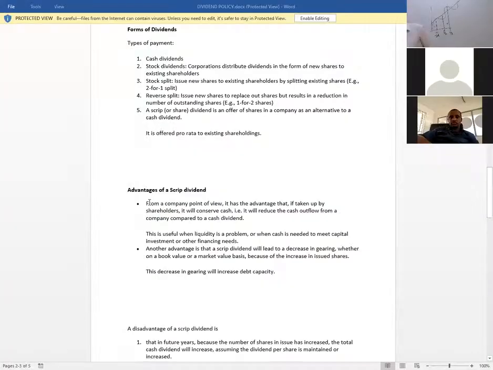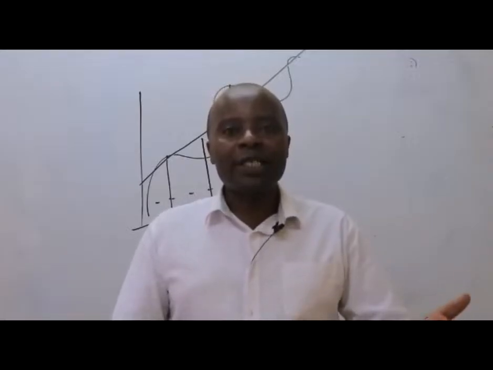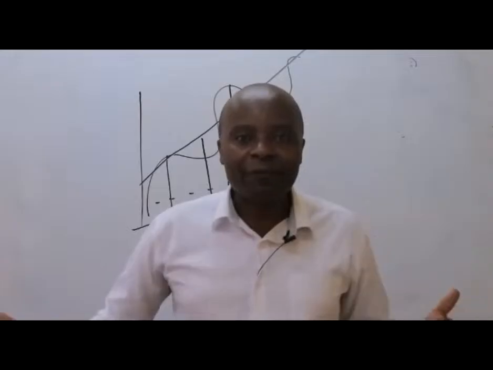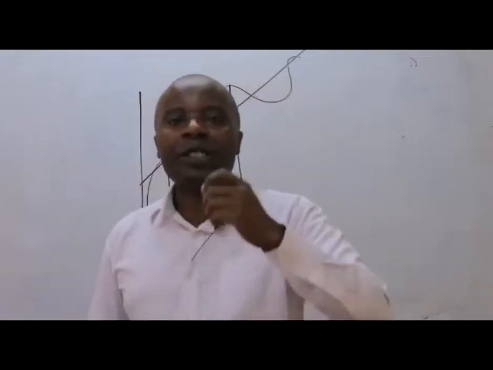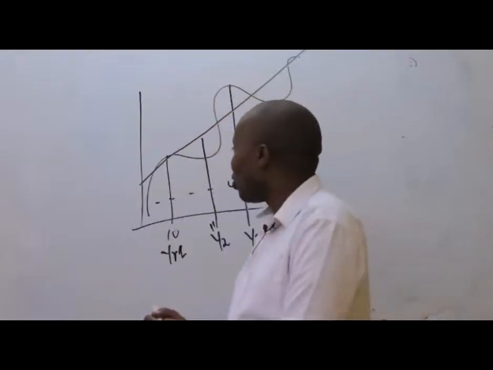Great. So the advantages of a scrip dividend, ladies and gentlemen: the major thing here is protection of your cash flows. You don't want your cash flows to be impacted negatively. So I would rather give you what here? Shares, instead of what here? Giving you money for dividends. That's number one. Number two, why would I want to give out shares as dividends instead of giving out money? It's because of what here?